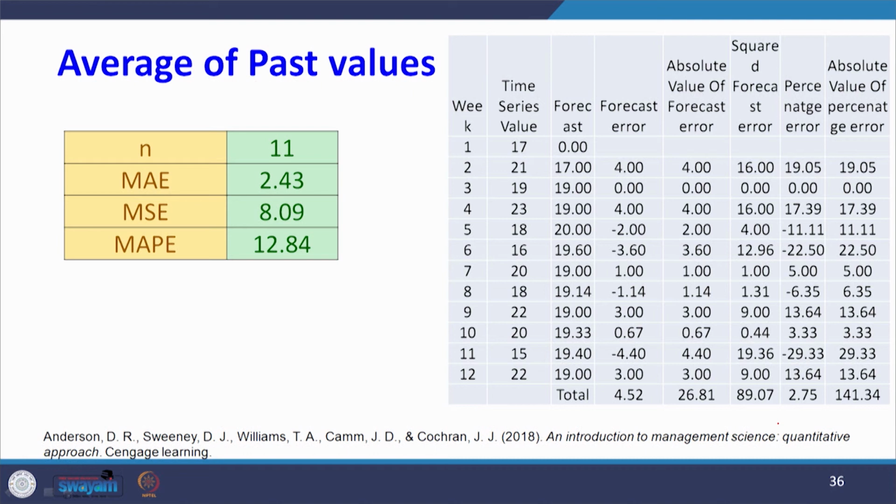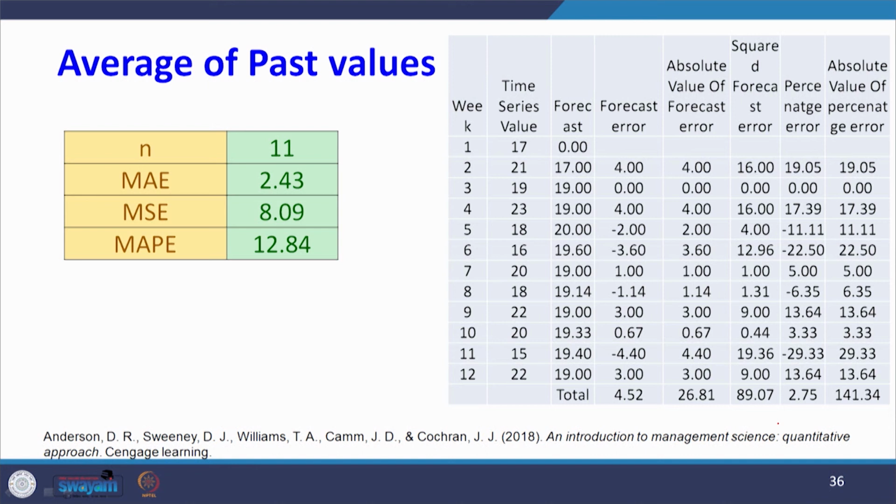This I have solved in the Excel. At the end of this lecture, I will show you the Excel. So, the time series is there, time series values. I have found the forecast by having average of the previous values. I found the forecasting error, then I found the absolute value of forecast error, then I found the squared forecast error, then I found the percentage error. Percentage error is error upon the actual value, then I found the mean absolute percentage error.